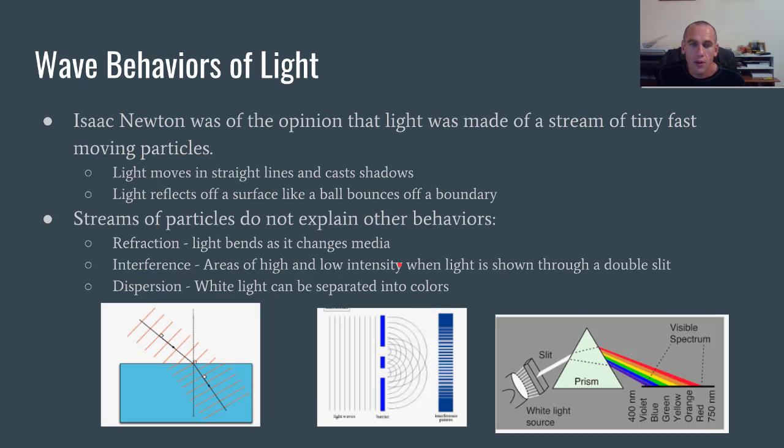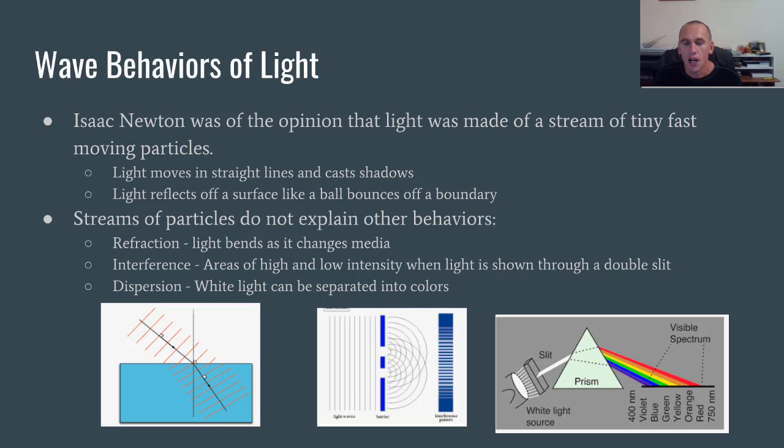Now, why do we think light's a wave and not a stream of particles? Well, actually, we think it's both. For a very long time, light was thought of as a stream of particles, and Isaac Newton published a lot on this. He thought it was a stream of particles because light moved in straight lines and cast shadows and could reflect off of a boundary, much like a billiard ball would reflect off of the side of a pool table.